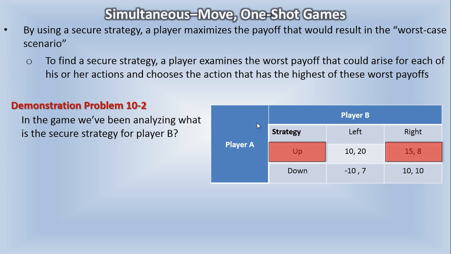And then in response to player A choosing down, player B considers what's the worst possible outcome here. If they play left, they get 7. If they play right, they get 10. Well, 7 is worse than 10. So these are their two worst options. And so the best of the two worst options is to choose right, because right would get a higher payoff than left. So the secure strategy for player B would be to play right.